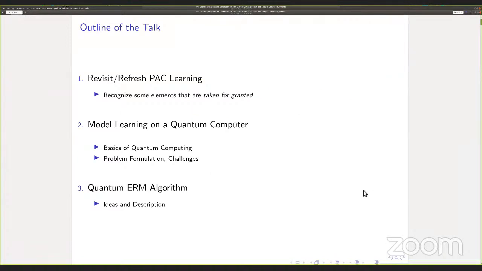So what I'll do is I'll first refresh PAC learning. Identify a few key elements that we take for granted, and it'll blow up in the face of quantum learning. I will then go on to formulating a problem of learning on a quantum computer, followed by presenting the quantum ERM algorithm.